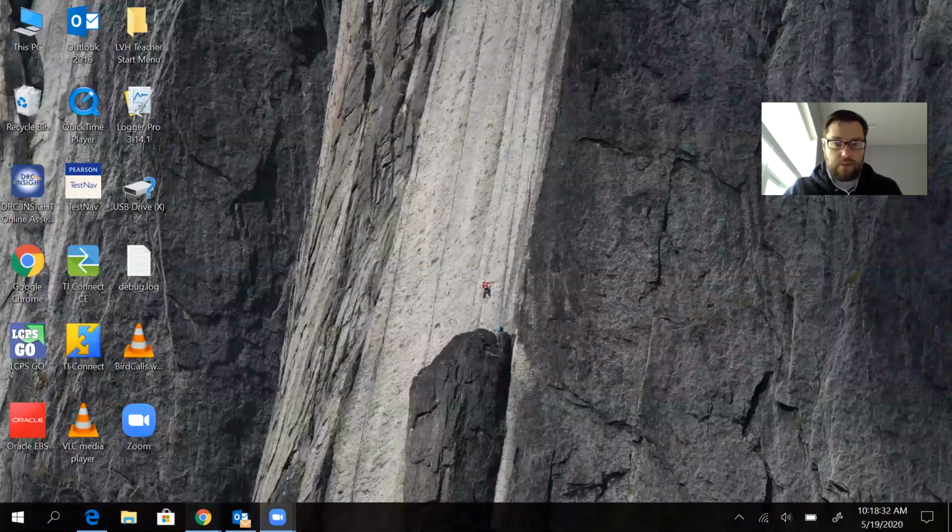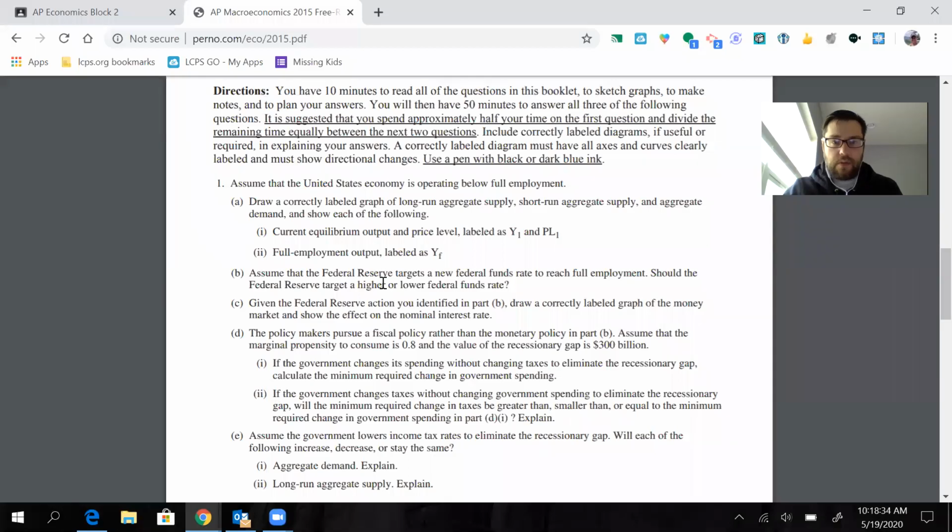Let's take a look here at the 2015 macro question number one. This is the long FRQ from that year. All right, so there's the question. Assume the United States economy is operating below full employment. Okay, so that's another way to say a recessionary gap, right? The employment is below the full employment level.